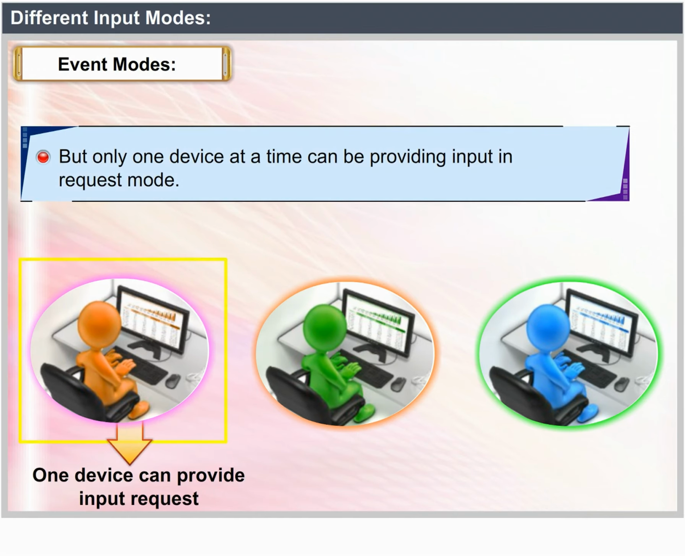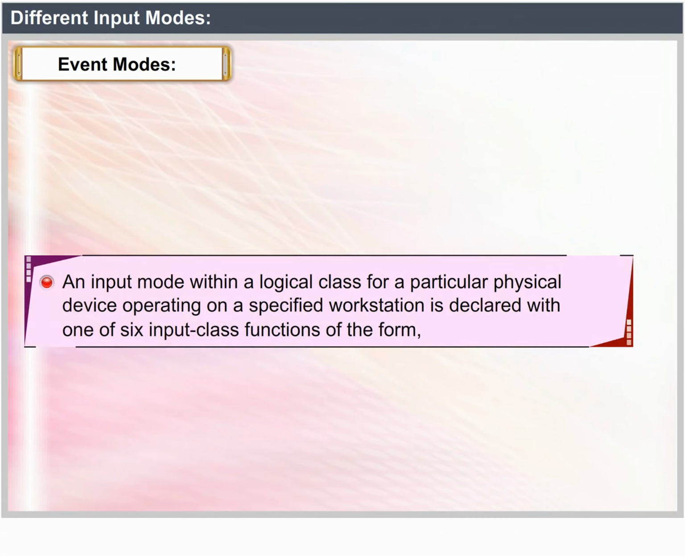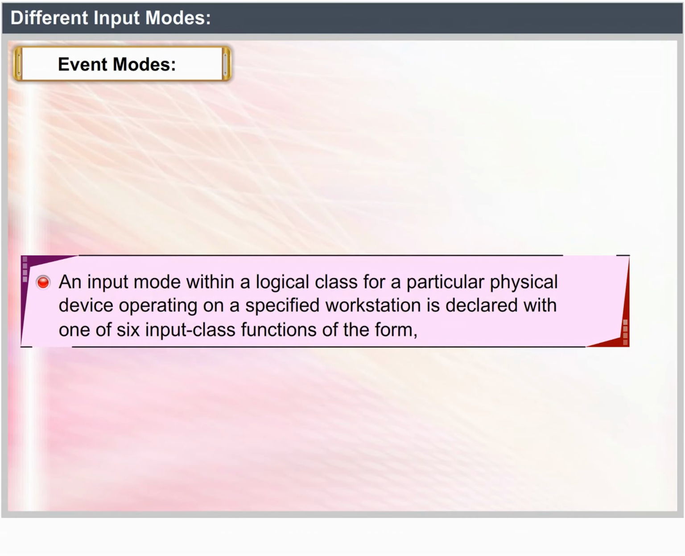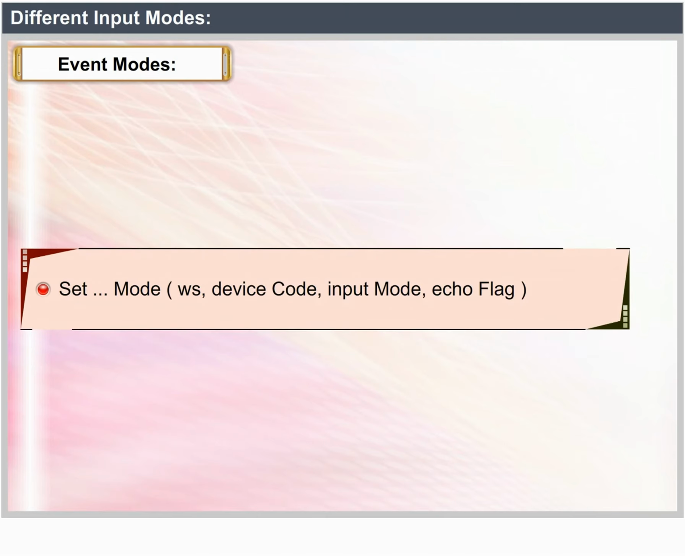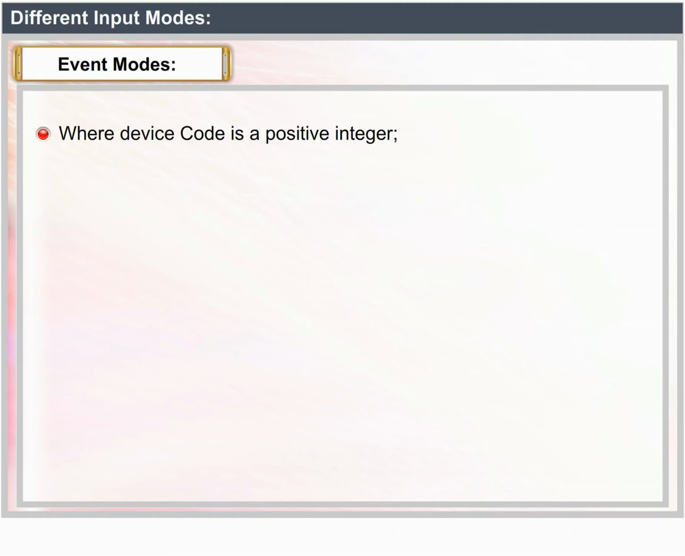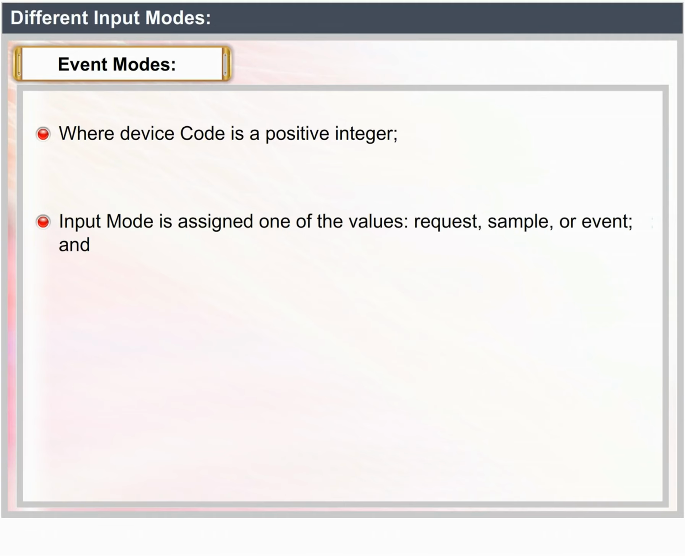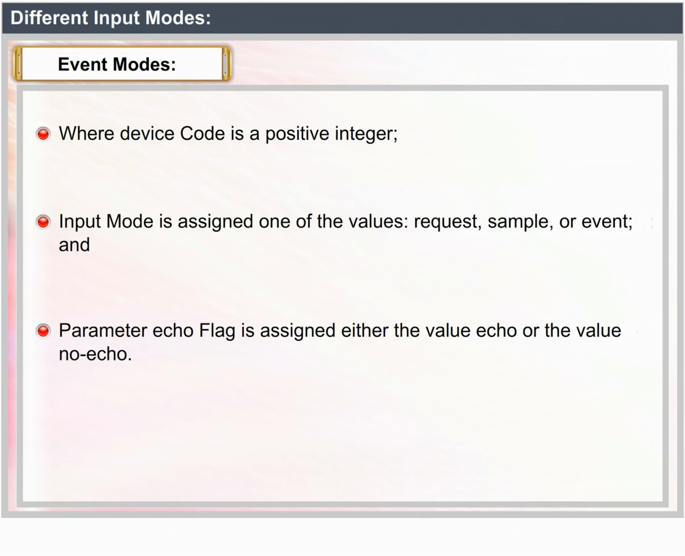An input mode within a logical class for a particular physical device operating on a specified workstation is declared with one of 6 input class functions of the form set mode, ws, device code, input mode, echo flag. Where device code is a positive integer, input mode is assigned to one of the values request, sample or event. And parameter echo flag is assigned either the value of echo or the value no echo. Device code assignment is installation dependent.